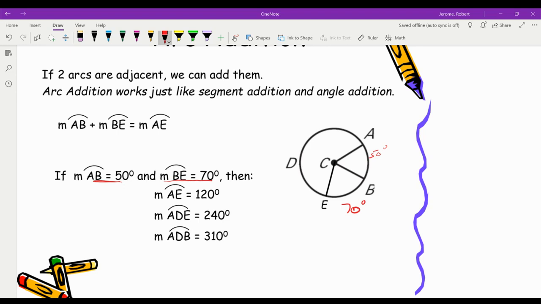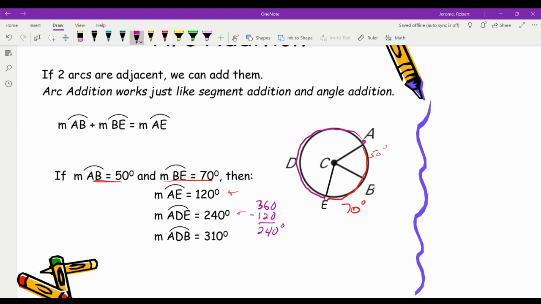So we have our two arcs. Well, we can add those together. 50 plus 70. So arc AE is 120 degrees. We can find some other arcs also. For example, we have arc ADE. A through D, stop at E. Well, think about that. It's the circle not including the 120. So we can say 360 minus the 120. So 360 minus 120 gives us 240 degrees.